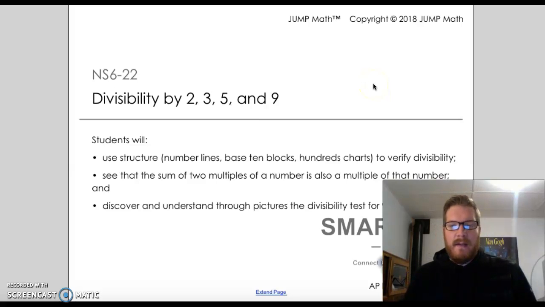And so you're going to be in the workbook using different structures like number lines or base 10 blocks or hundreds charts to do what's called verified divisibility, which means will something be divisible by a specific number. The next one is kind of an interesting learning target: to be able to see that the sum of two multiples of a number is also a multiple of that number. And then lastly, to discover and understand through pictures the divisibility test for 9, which is kind of a neat one actually.